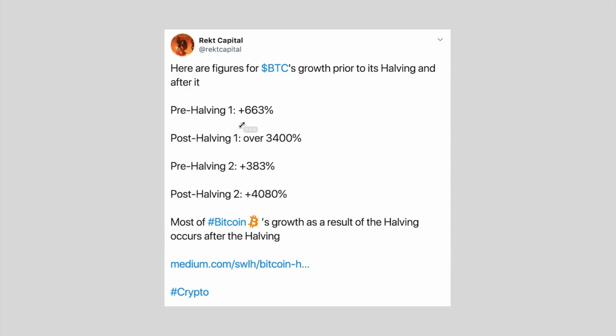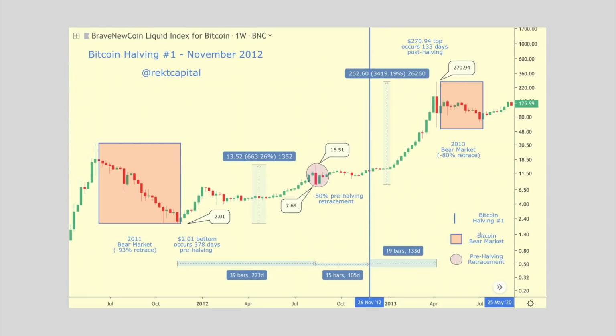So if history repeats, this is the sort of growth that we could potentially expect from Bitcoin. This is what has happened in the past. It doesn't mean that it will also happen in the future, but this is the sort of history, the historical tendencies that we see in Bitcoin's price, and it's wise to bear these in mind. So this is a chart from my Bitcoin Halving article.